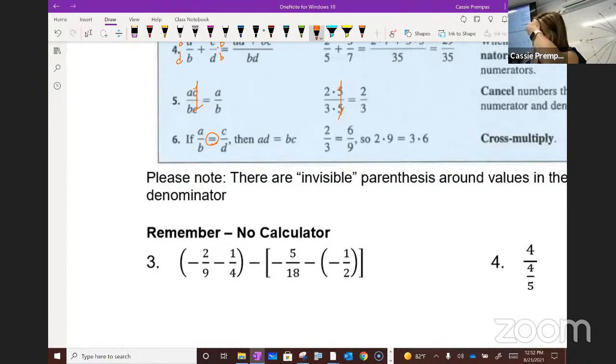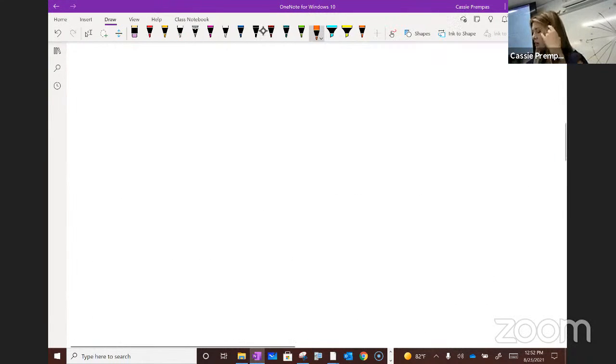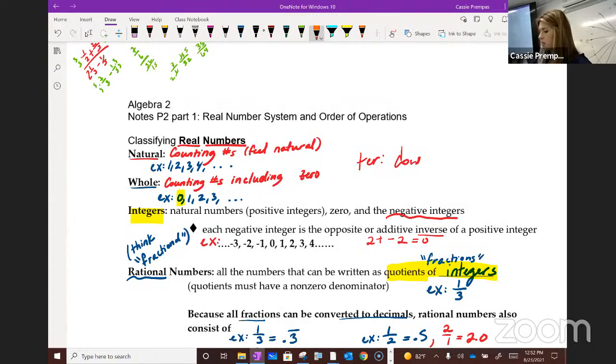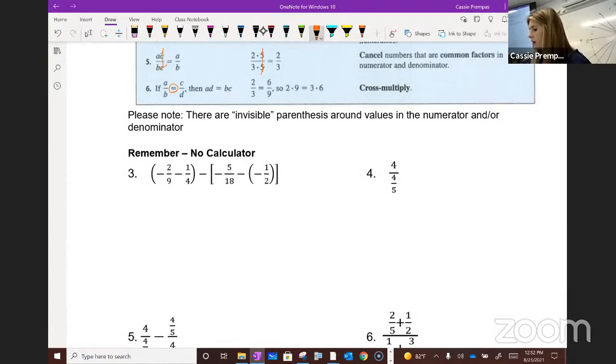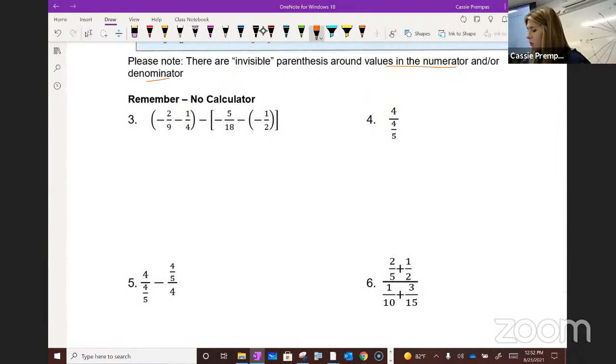Last thing to make note of, sometimes we forget there are invisible parentheses. There are invisible parentheses around values in the numerator and denominator. How does that make sense? If you look at ones like number 6, some people think, oh, I need to do this division first because of order of operations, you would think divide before you add. But these have invisible parentheses around them. They're grouped. So you need to combine what's in the numerator first, combine what's in the denominator first, and then divide.